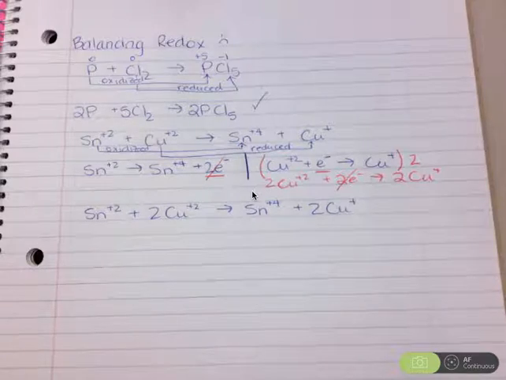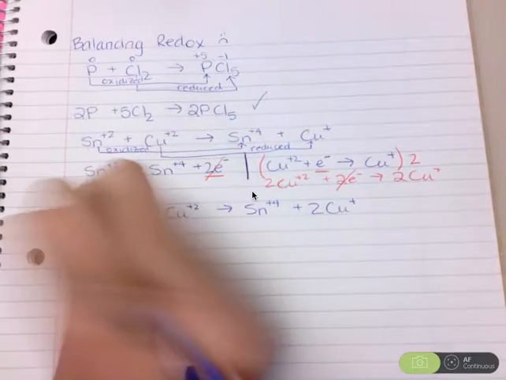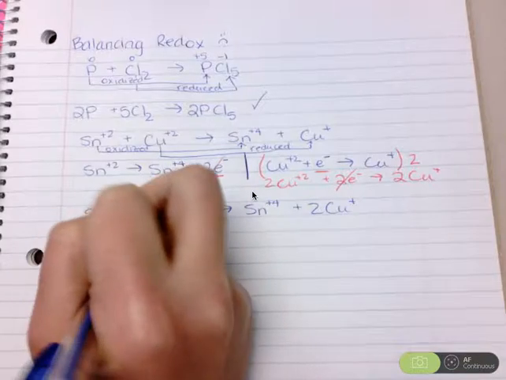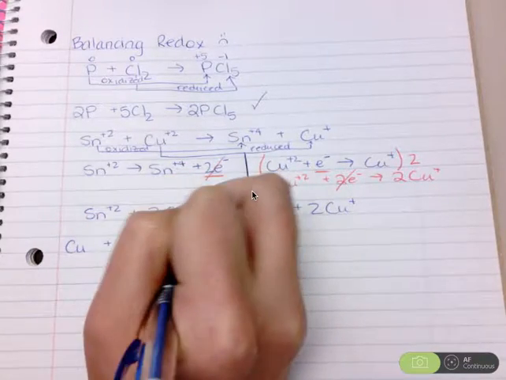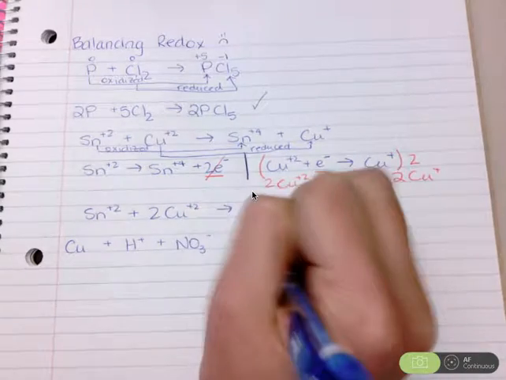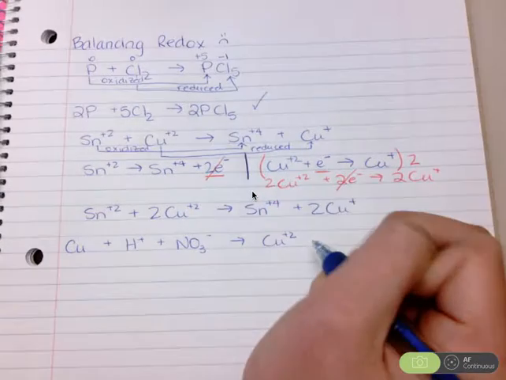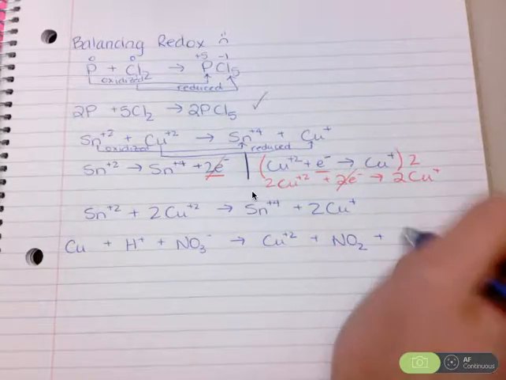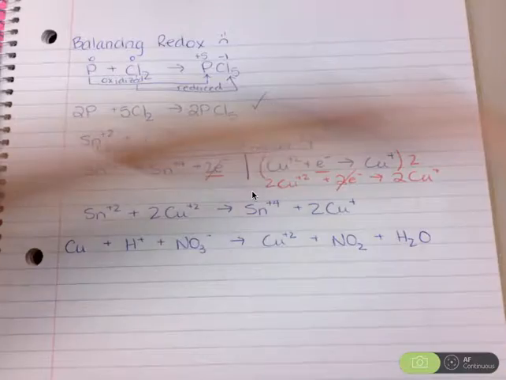Okay, let's do a third example. In this third example, we're going to have copper solid plus hydrogen ion plus nitrate ion, producing copper 2+ plus NO2 gas plus H2O.